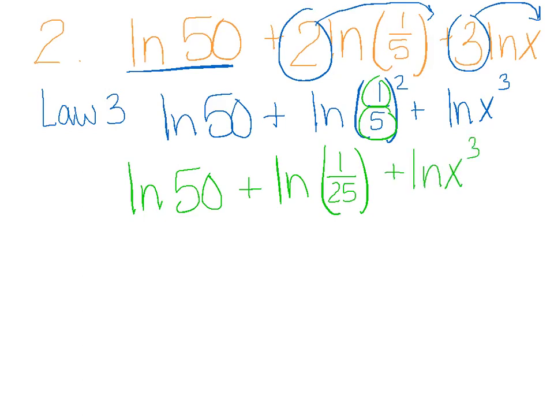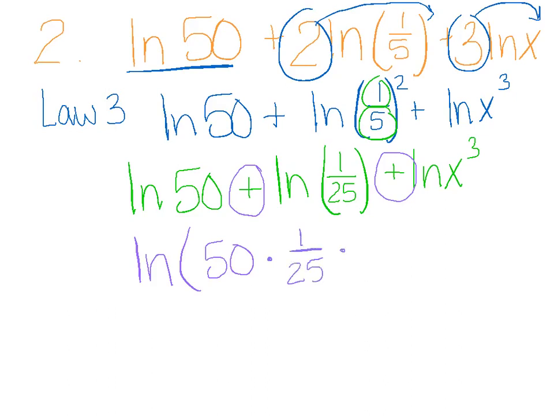Alright, a few more steps here. I see a bunch of plus signs, and remember plus signs came from law 1, and I get addition when I was actually multiplying. So I'm going to condense all three of these into one ln, and I'm going to say it's 50 times 1 over 25 times x cubed. Okay, so again, all those plus signs in law 1 turn to multiplication. And now I'm just going to multiply these together.